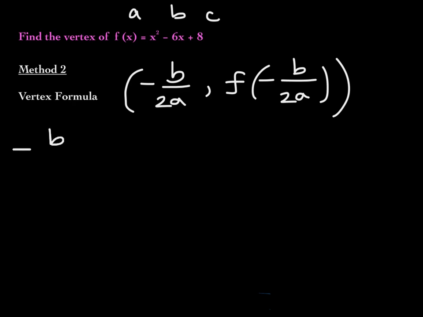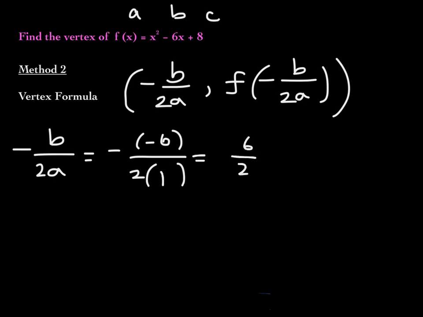So let me see if I can illustrate this for you. Negative b over 2 times a would be equal to negative, and then what is your b value? Your b value is negative 6. So it'll be negative 6 over 2 times a. A is your leading coefficient, which is positive 1. All right, simplify. Positive 6 over 2, so then this is 3. Now the vertex, keep that in mind, folks. Maybe we'll circle that.